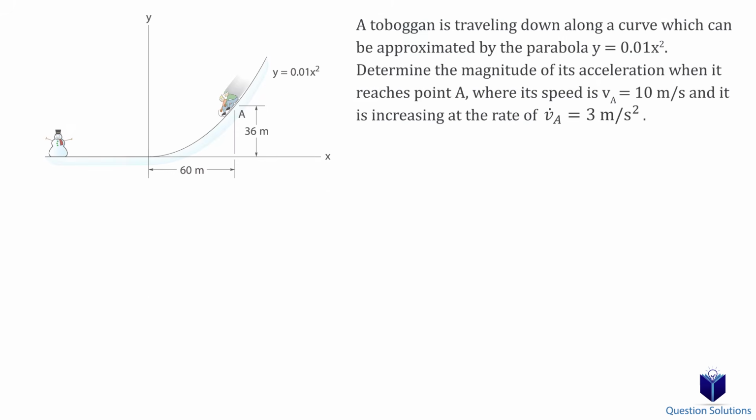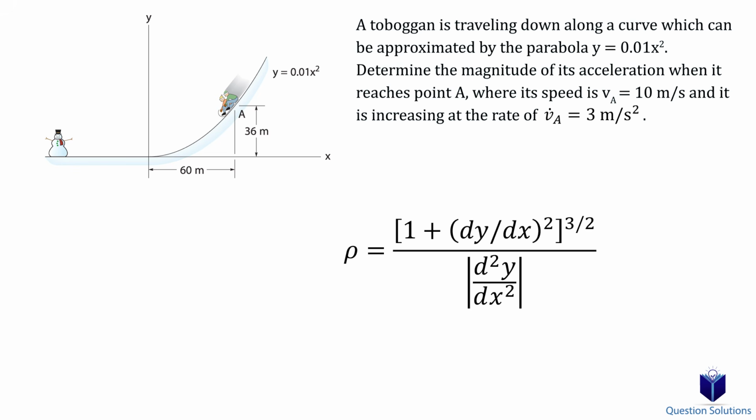In this question, we need to figure out the magnitude of acceleration when the toboggan reaches point A. Let's look at the question and the diagram to see what information is given to us. We know the equation of the curve, we also know the velocity at point A, and we know the acceleration. The letter v with a dot on top simply means its acceleration, or one derivative of velocity, which again is acceleration. Now since an equation for the curve is given, we instantly know we need to figure out the radius using the radius of curvature equation.